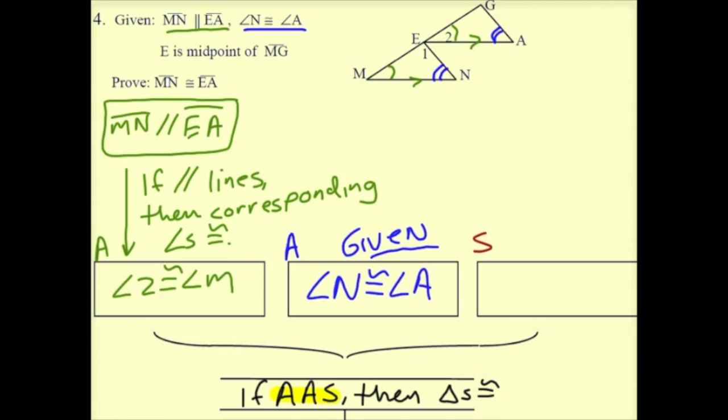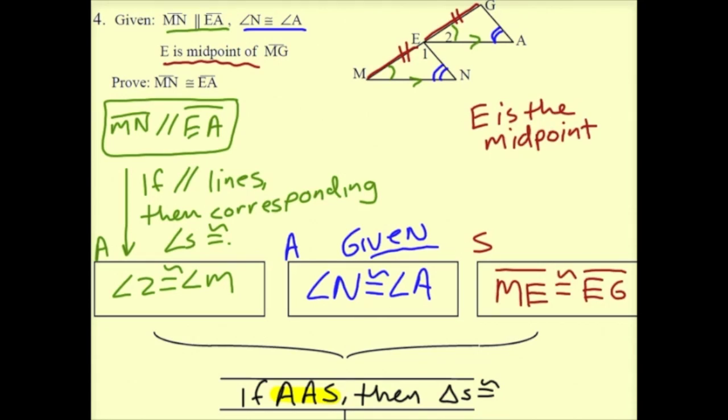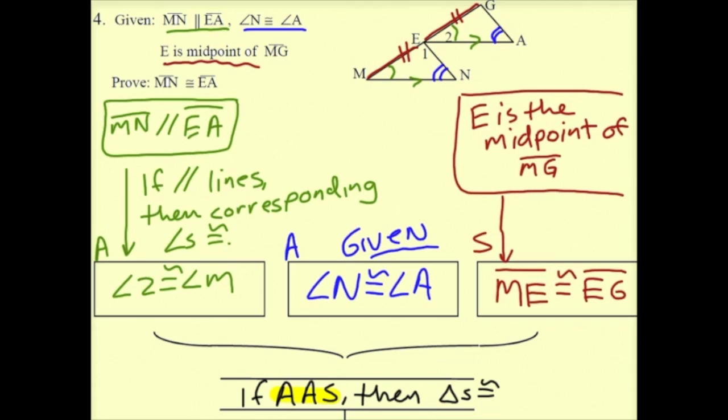And then finally, the segments. We knew that ME and EG were congruent. And the reason was E is the midpoint of MG. And midpoint means middle point. It's splitting up the segment into two equal parts. And so that midpoint definition will give us that information.